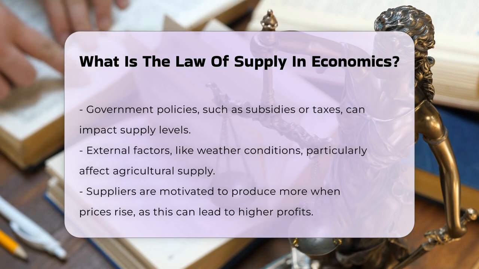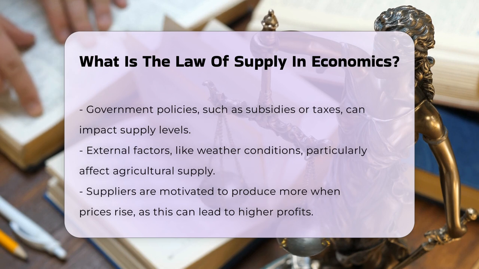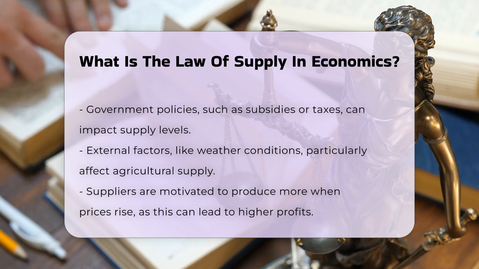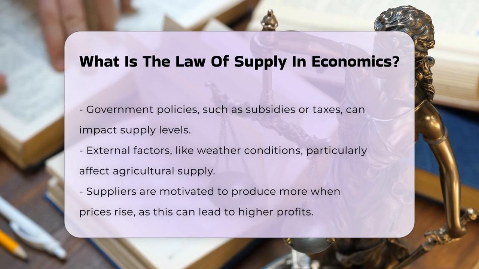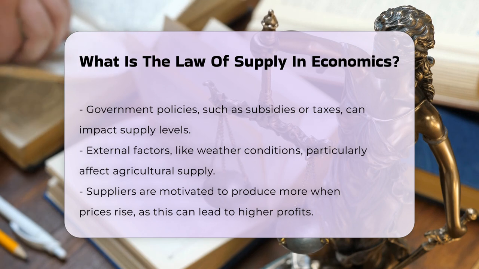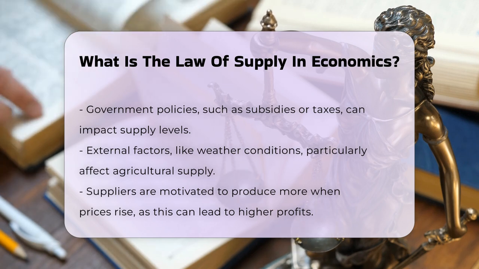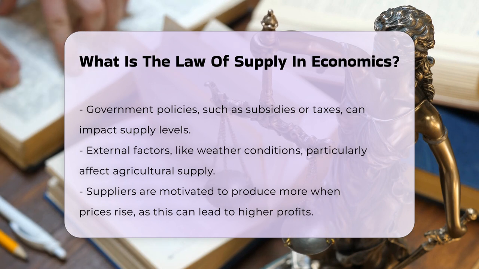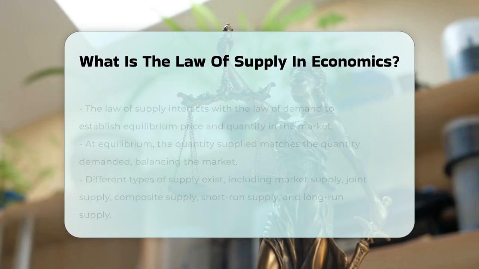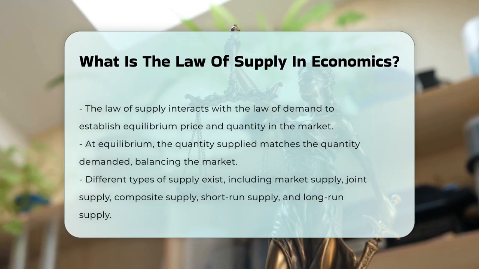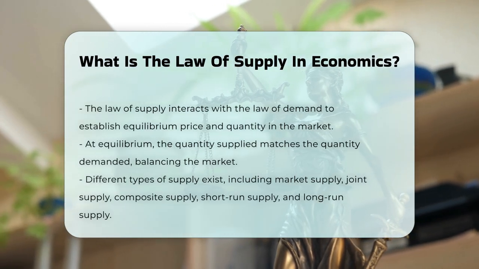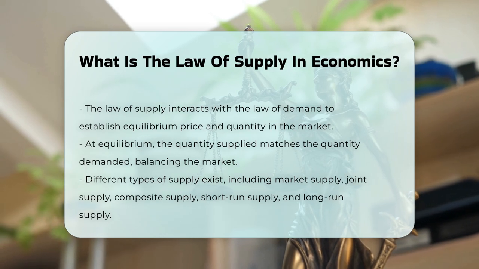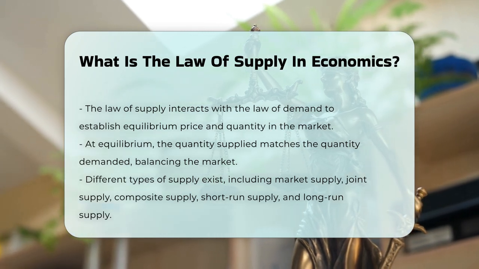Production and profit motive. Suppliers increase production when prices rise because higher prices translate to higher profits, assuming that production costs remain constant. This incentive can also attract new suppliers into the market. Equilibrium price. The law of supply works in conjunction with the law of demand to determine the equilibrium price and quantity. At this equilibrium point, the quantity supplied equals the quantity demanded, and the market is in balance.